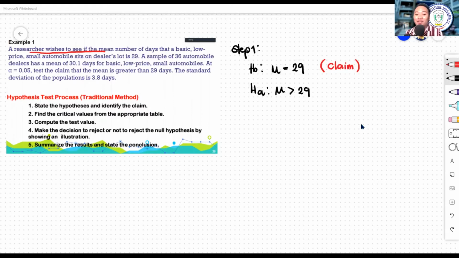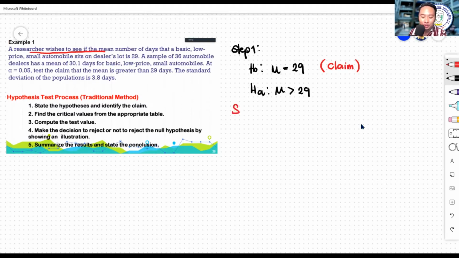But going back, guys, to the question of Alexis, why the null has the claim. Take a look at the first line of this problem, guys. The rationale behind it is that it tells us that the researcher wants to check if the mean number of days of these automobile dealers is really 29. And to know if it's really 29, he picked a sample size of 36. Got it? So that's why the claim is the null hypothesis.